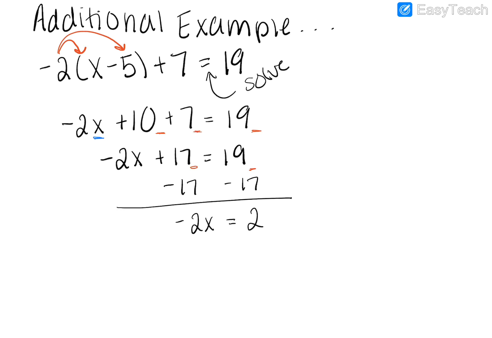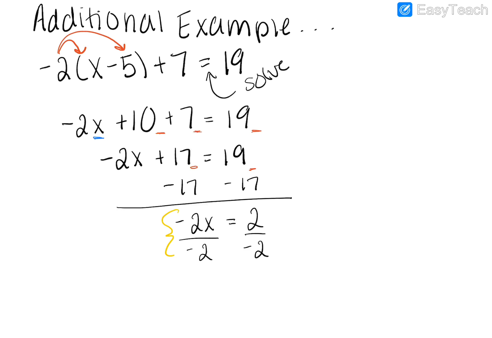And this is something we should be a little bit more familiar with. So negative 2 times something gives us a positive 2. What we're going to do is we're going to divide both sides by a negative 2. Remember that negative sign has to stay with the 2 on this side, okay? So here we need to make sure that our negative sign is going to stay with the 2.